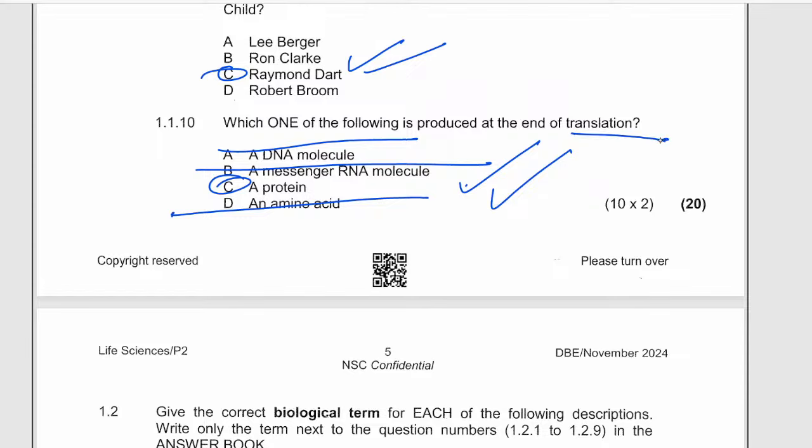They say the translation. They are not saying transcription. Transcription is the formation of the messenger RNA.